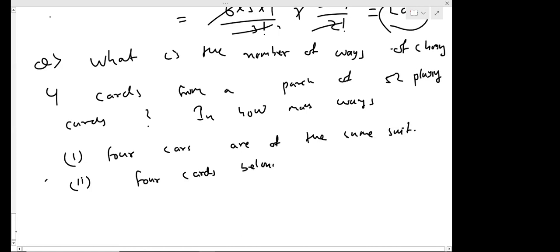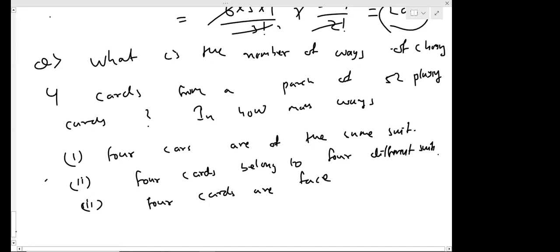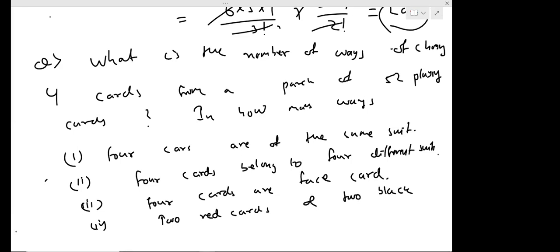Four cards belong to 4 different suits. Four cards are face cards. Two red cards and 2 black cards. Cards are of same color.